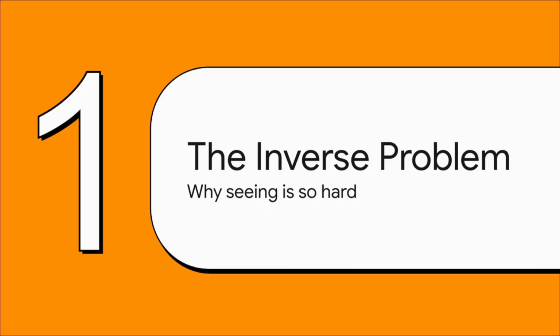So how in the world do you get from a grid of numbers to understanding a vase of flowers? Well, you have to solve what scientists call the inverse problem. And honestly, this is the single biggest reason why teaching a machine to see is so incredibly difficult.